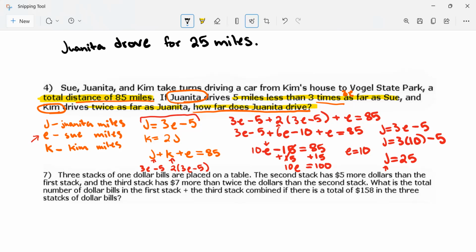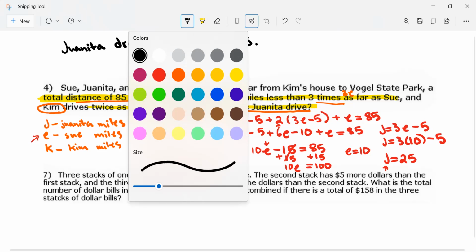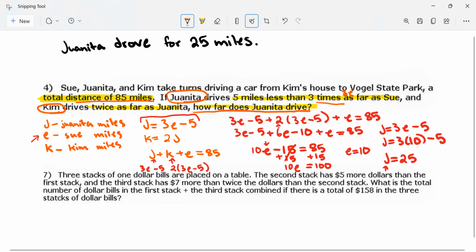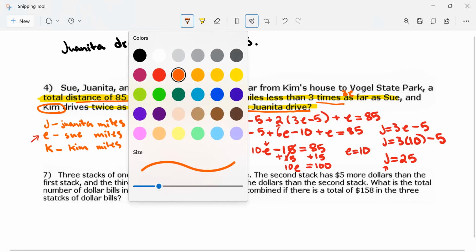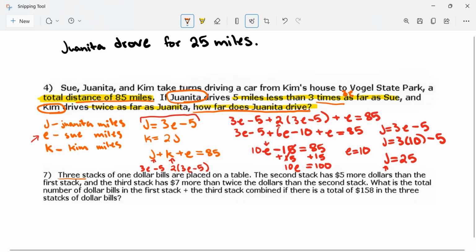Now we're going to do the next one. So 3 stacks of $1 bills are placed on a table. We have 3 stacks of $1 bills. The second stack has 5 more dollars than the first stack. So 5 more dollars than the first stack. We're going to circle this.